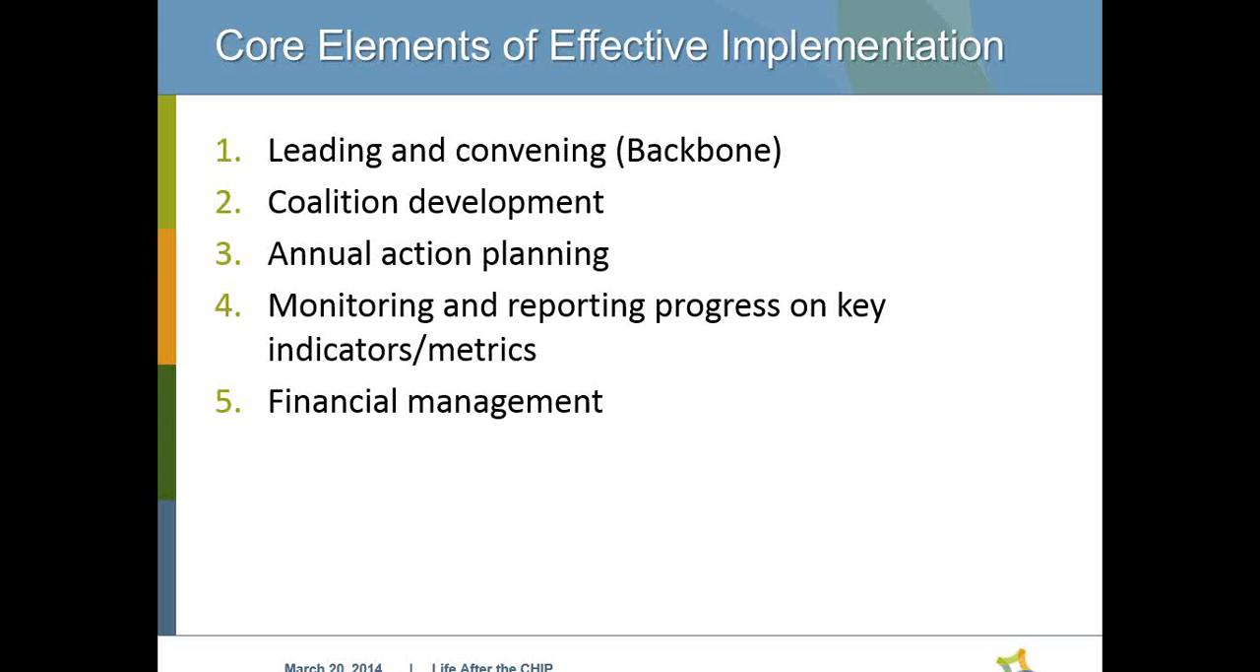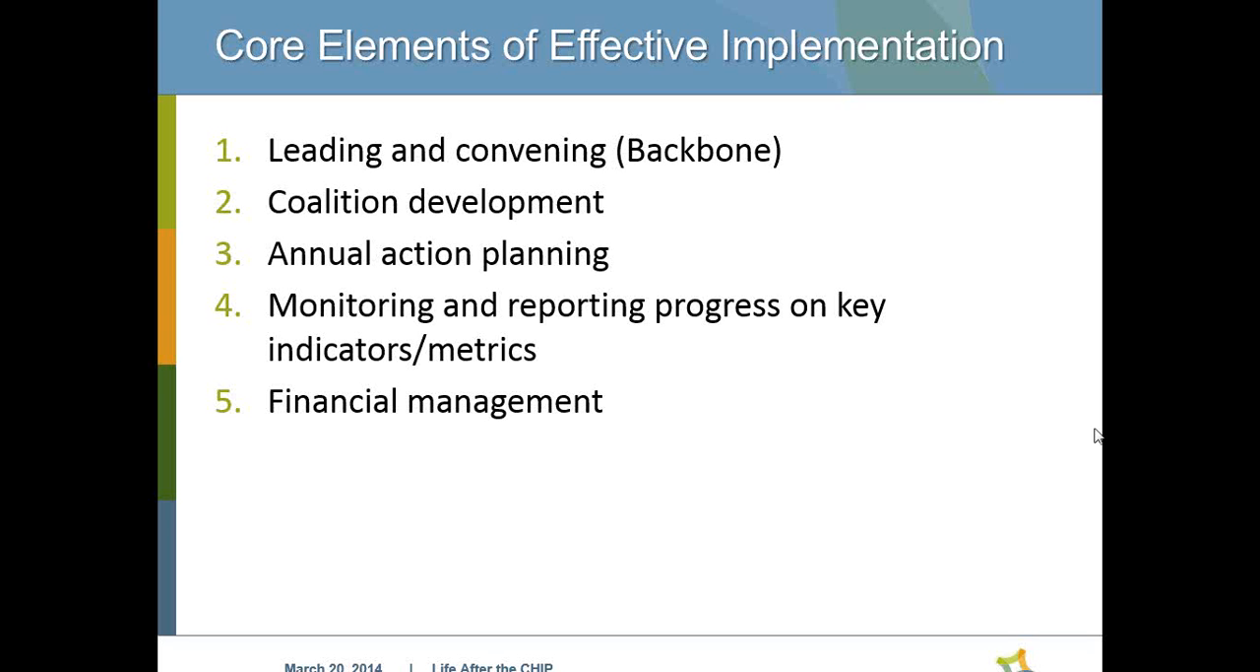Okay, so core elements of effective implementation for the CHIP. Leading and convening: what you want to focus on is having a strong core. So steering and core coordinating committees, and they really support the backbone of your collaborative organization. Coalition development, or strengthening existing collaboration. Annual action planning, measuring progress, and reporting to the community. That's also for monitoring and reporting progress on key indicators and metrics. How you monitor and how you report really determines how well you're engaging the community. So are you being open and transparent with your information? Where are you posting this information? We'll talk about posting to websites and also the limitations around that. Are you having community forums, and how else are you engaging others?